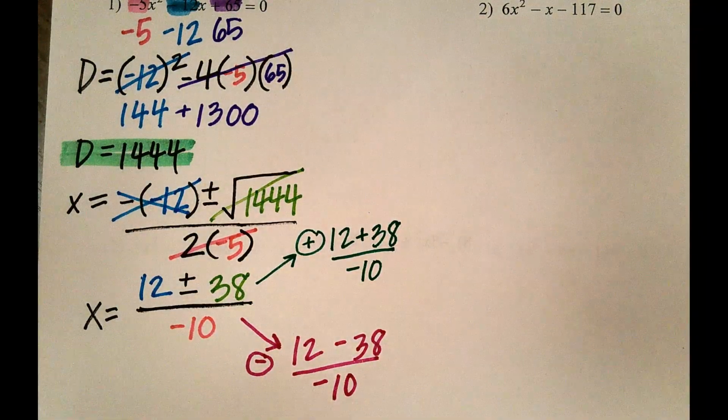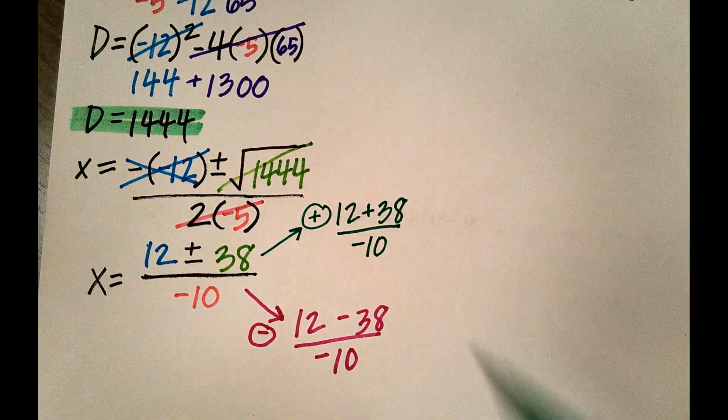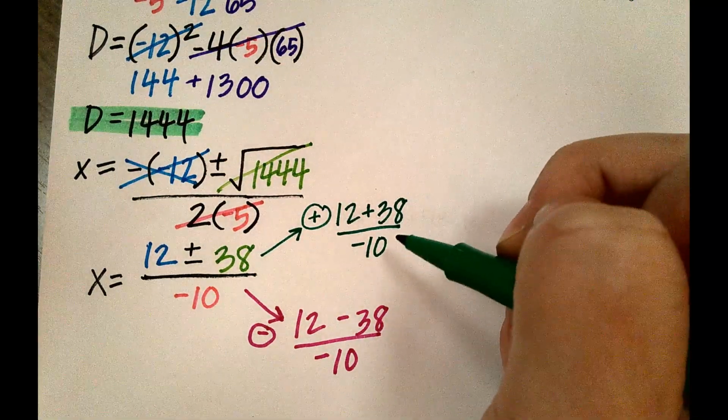Okay. Now, when I get to this last step here, can I type that in all at once? 12 plus 38 divided by negative 10? No, you don't want to do it all at once unless you put parentheses around what needs to happen first. And what needs to happen first here?